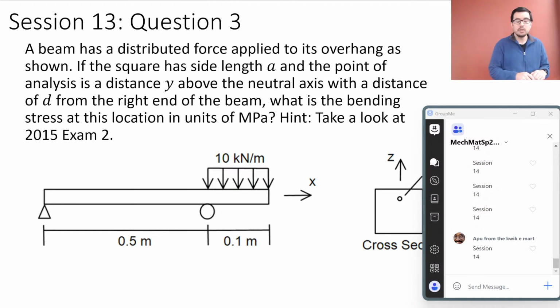So we have a beam that has a distributed load on it, but it's only on that one portion. How would you go about figuring out what the internal bending moment is in that section? Well, it's the internal bending moment. So what's the approach? What do you see?